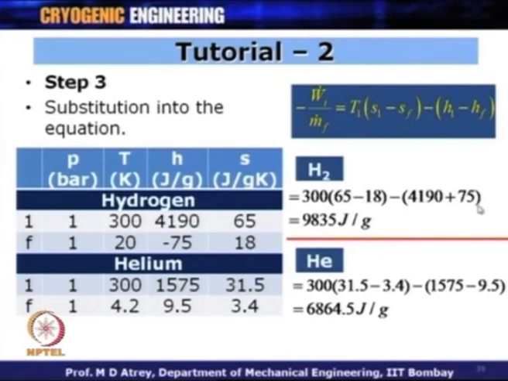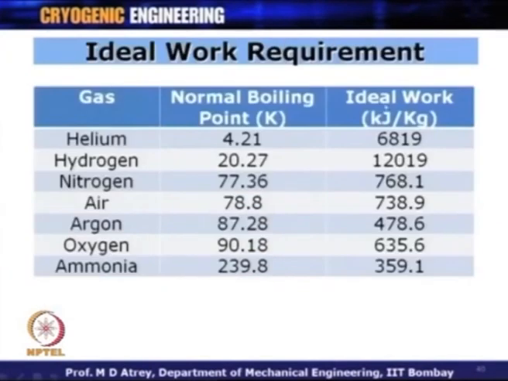So, it basically depends on the nature of the gas, what is the amount of work required to liquefy hydrogen and work required to liquefy helium. So, this table gives you the ideal work requirement for various gases, and you can see the boiling point of helium is 4.21, hydrogen 20.27. Still, the ideal work requirement for hydrogen in this case is more than that for helium. Similarly, nitrogen is only 768, but for air it is 738, then argon, oxygen and ammonia. These are different values given.